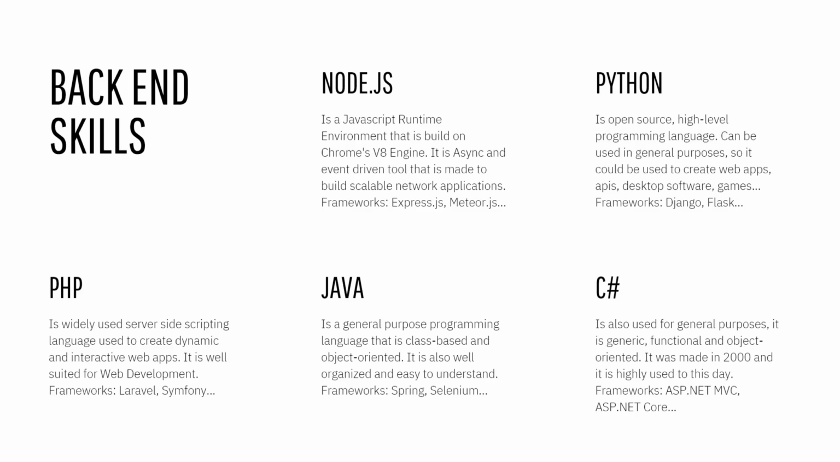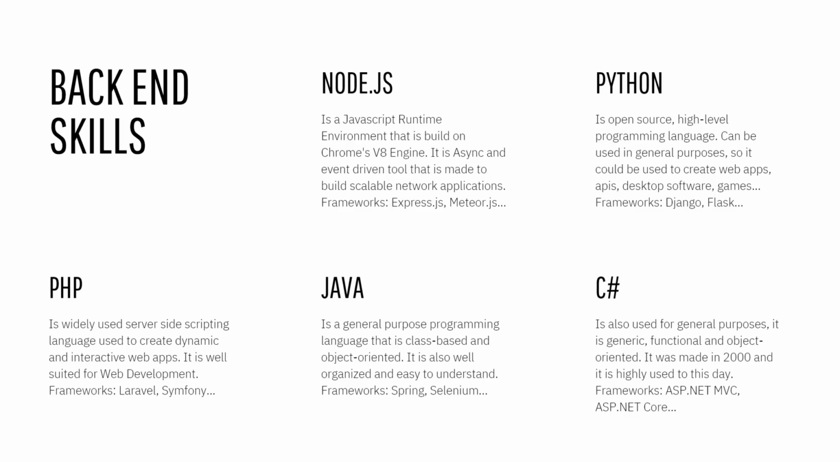Java is a general purpose programming language as Python is. Java and JavaScript are not the same languages. Java is a much larger and more complex language. It is class-based and object-oriented. It is also well organized and easy to understand. Frameworks that go with it would be Spring, Selenium, or obviously there are other ones.